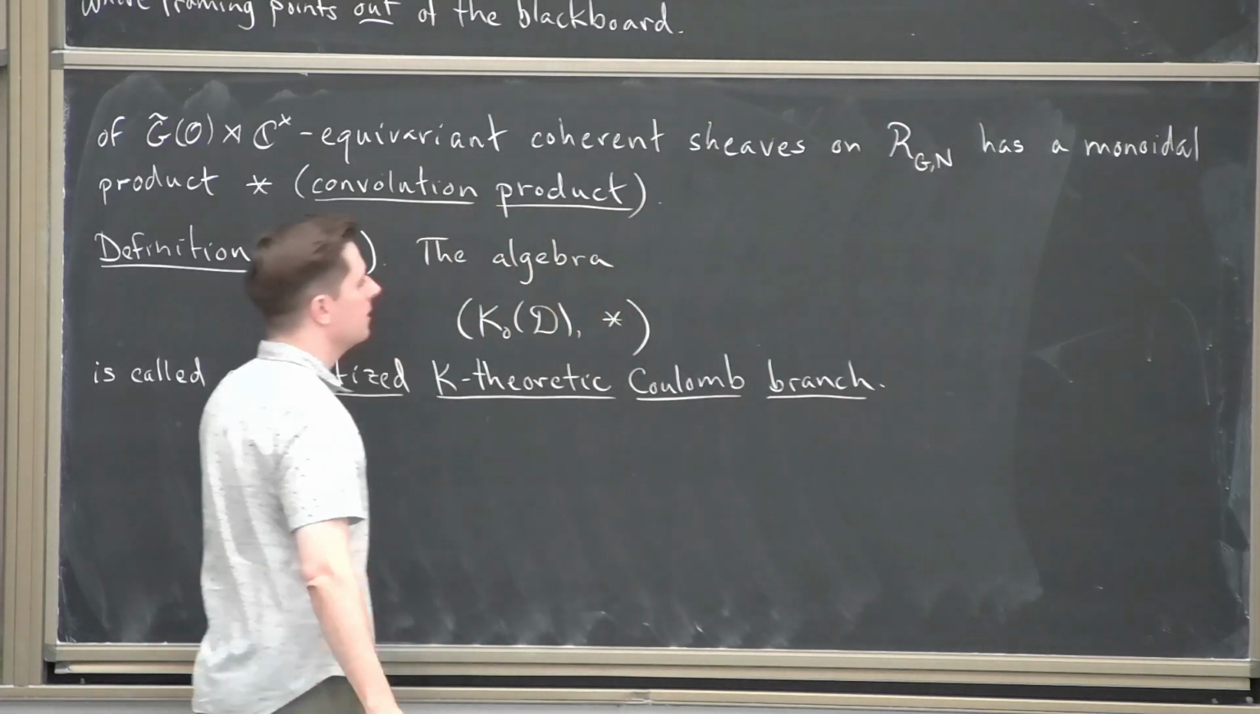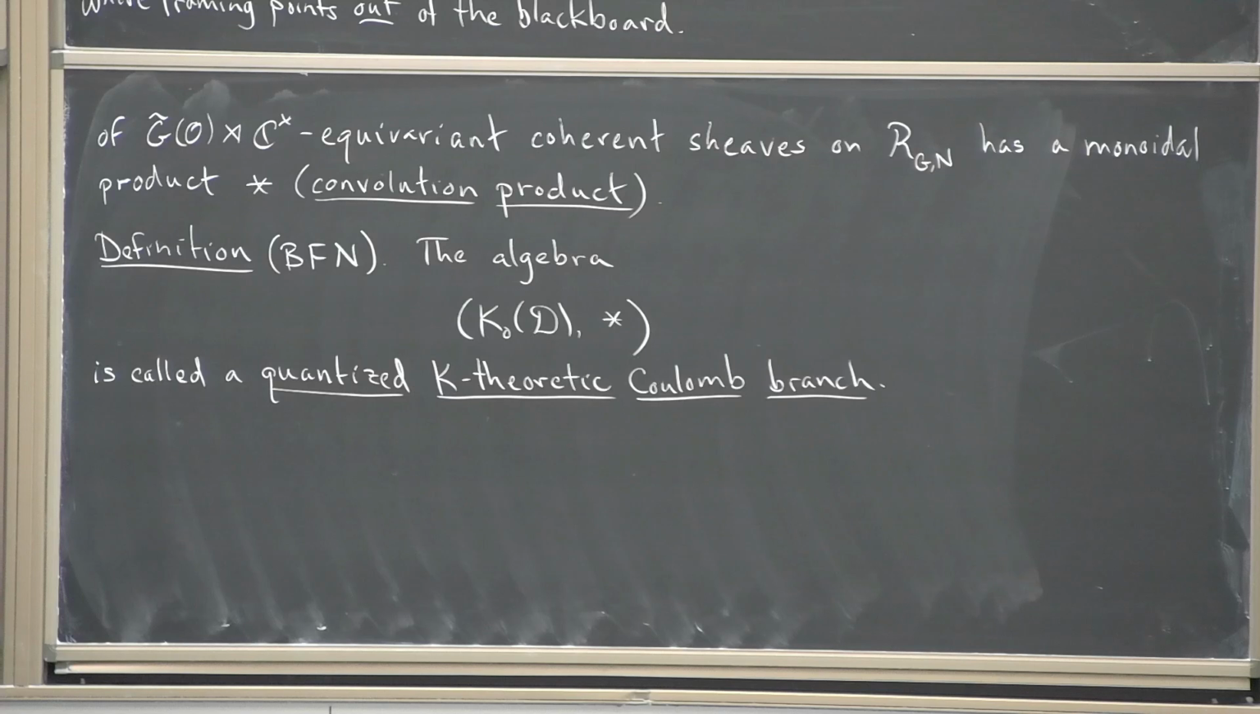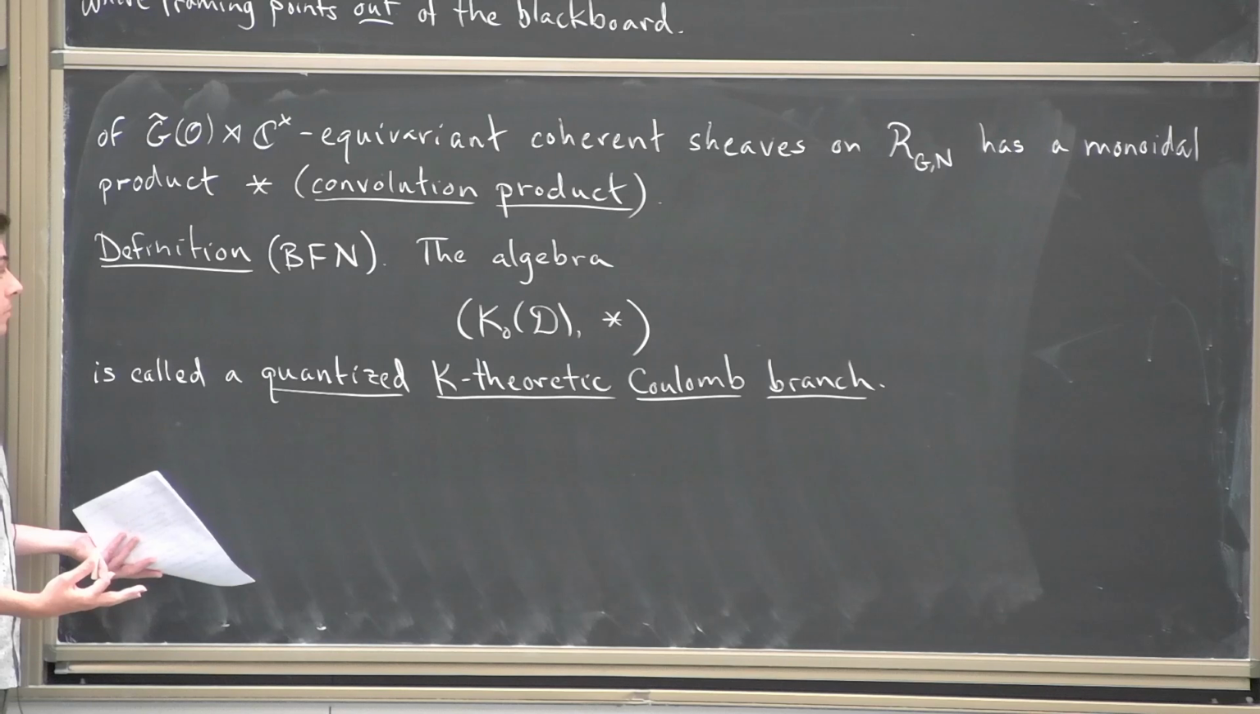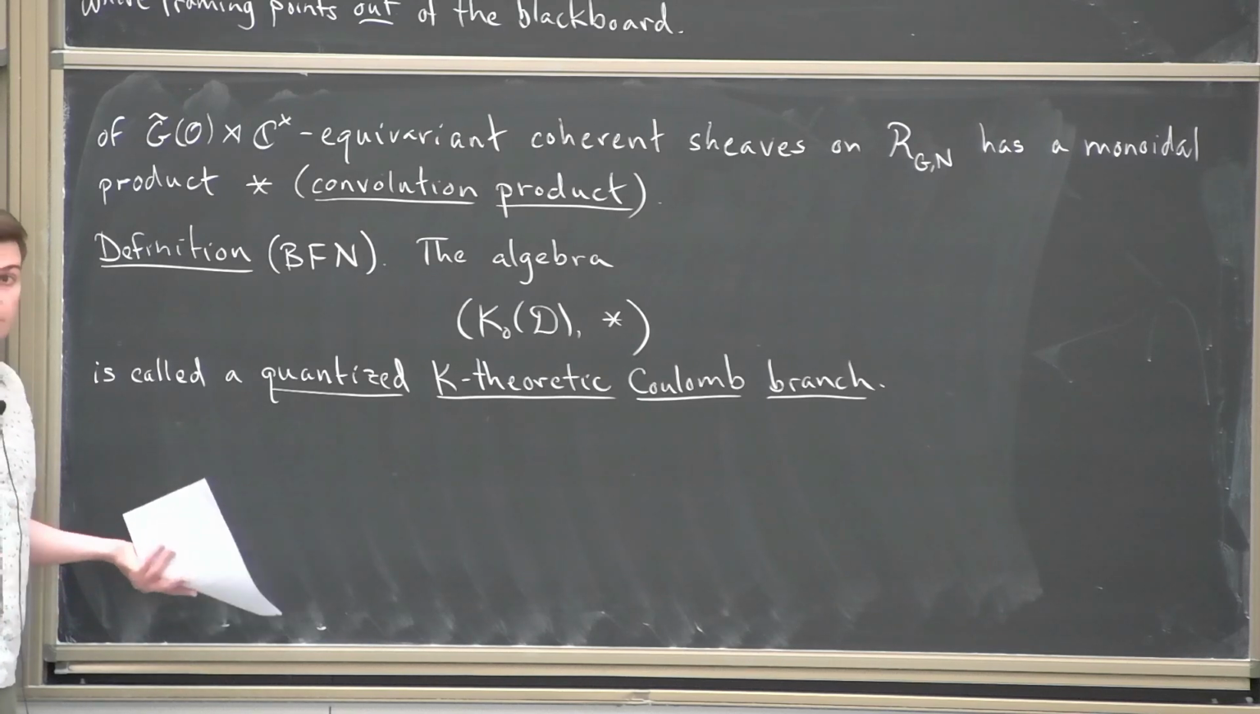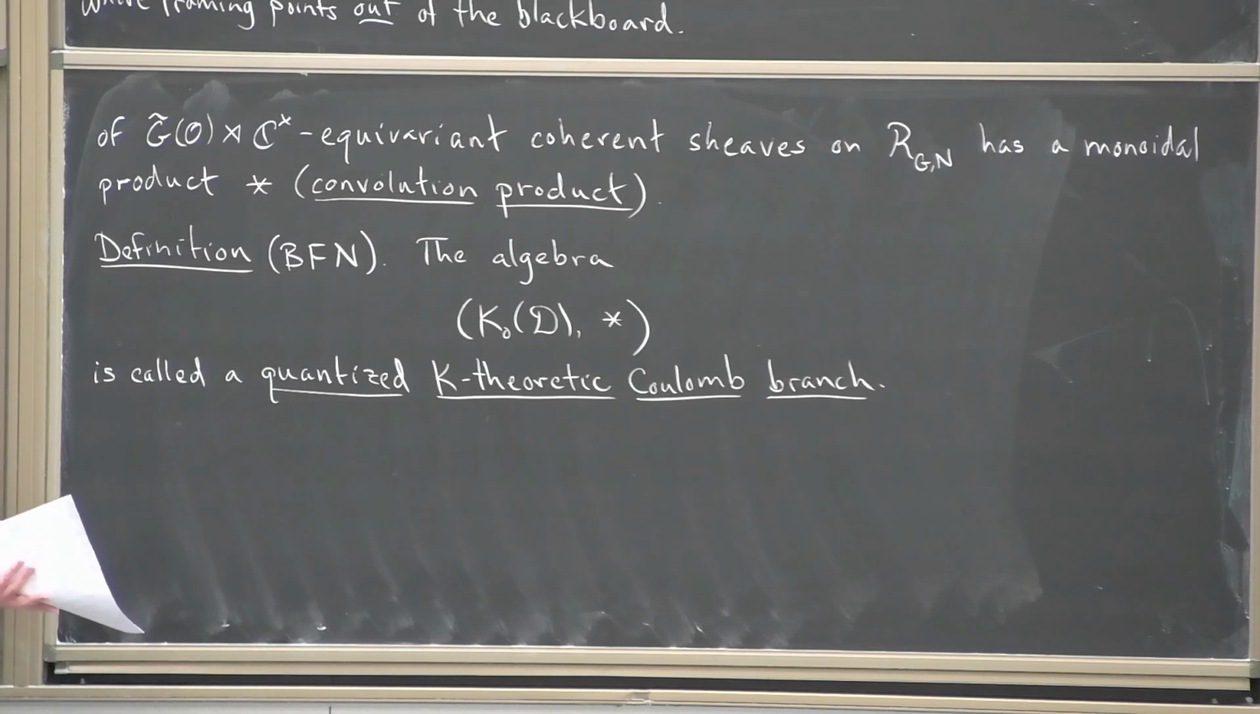So that's a noncommutative algebra, and it's also a quantization of something. Meaning in some semi-classical limit, you recover a commutative algebra, which is what physicists would call the algebra of functions on the Coulomb branch. Okay, so now we've seen the definitions of two different algebras.